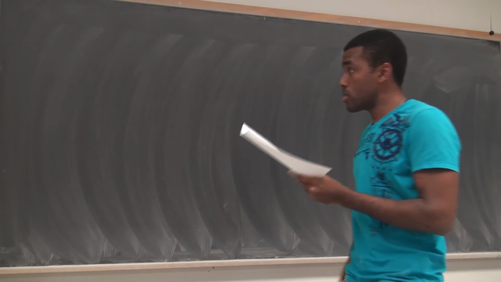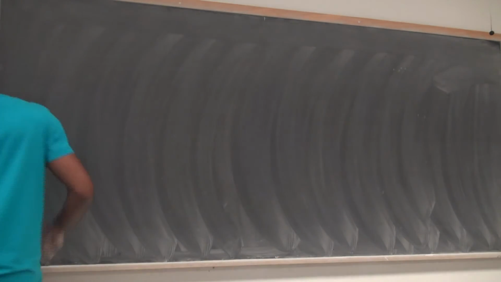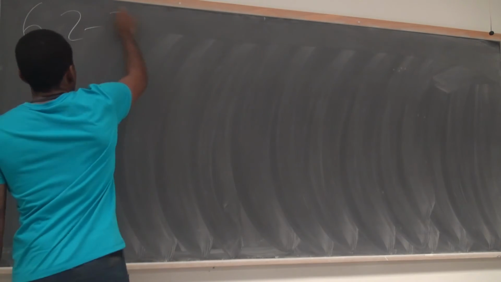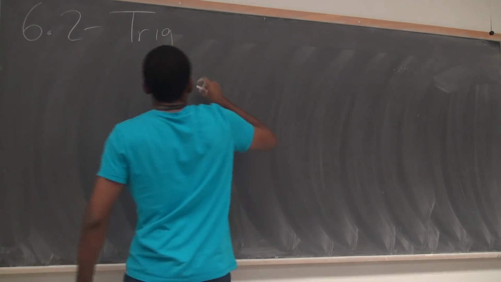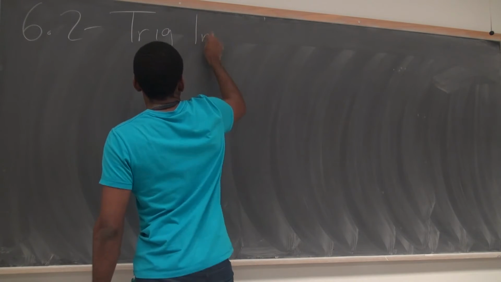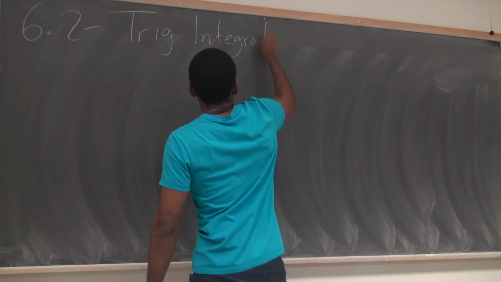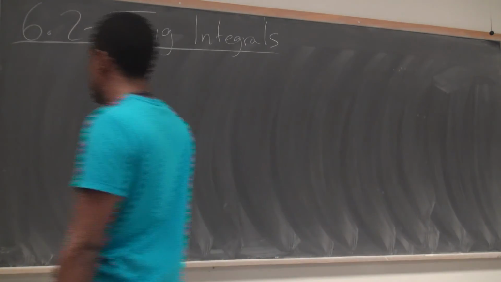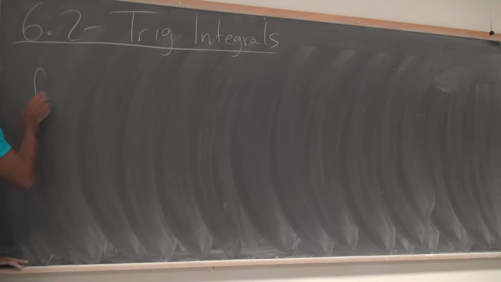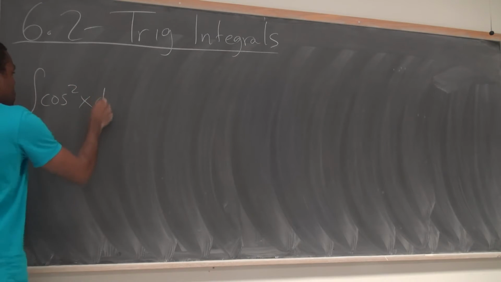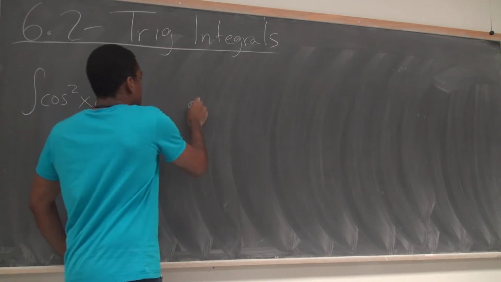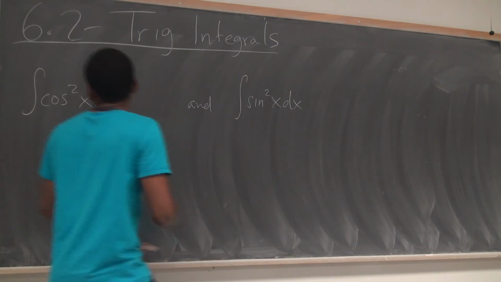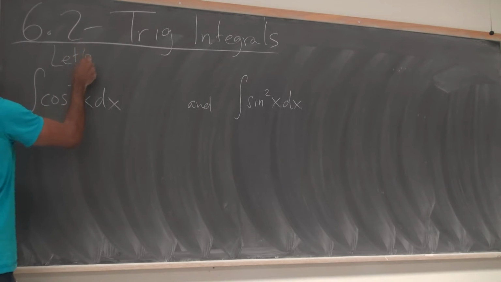Let's talk about, that's 6.1. Let's talk about some stuff from 6.2. Go back to trig, everyone's favorite subject, trig integrals. Let's just do some basic ones that you should know right off the bat. Integral of cosine squared and integral of sine squared. So let's look at those.